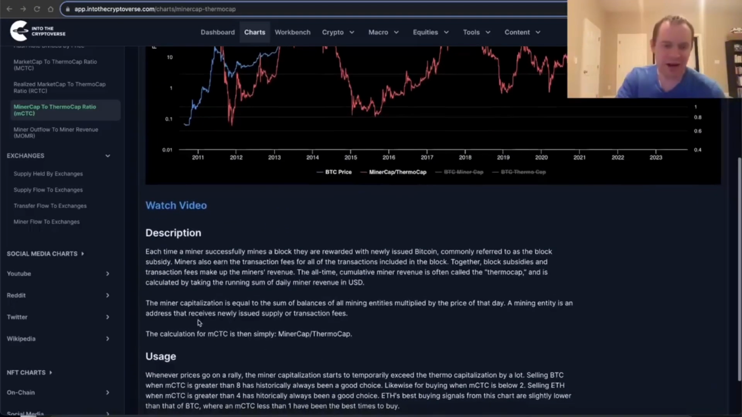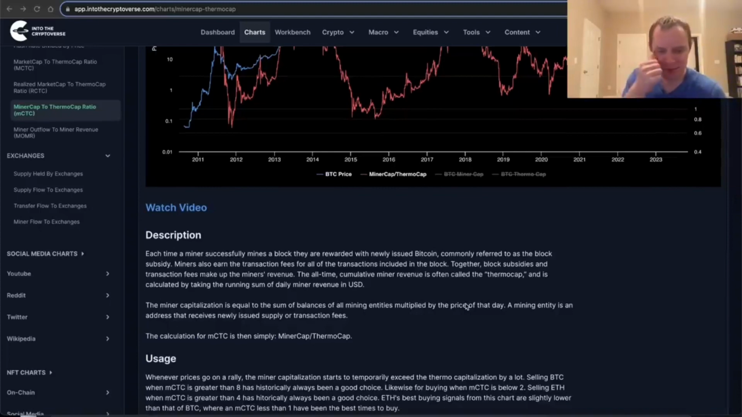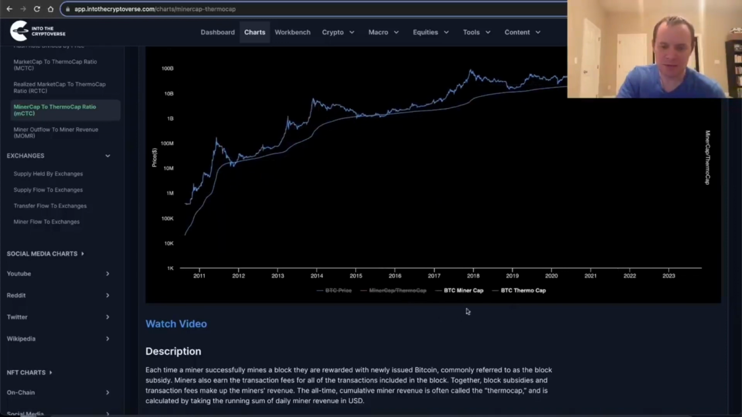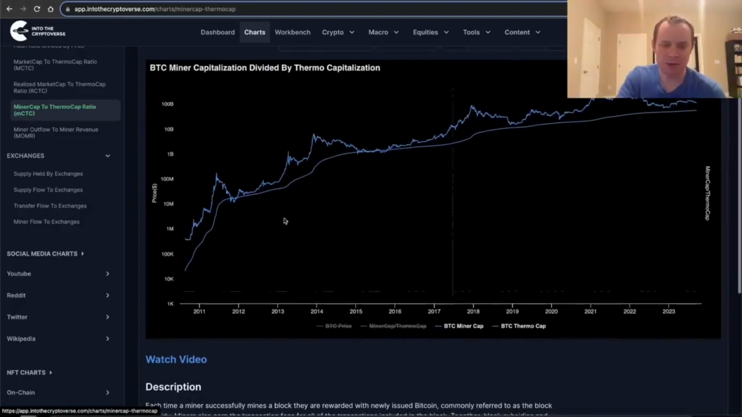The miner capitalization is equal to the sum of balances of all mining entities multiplied by the price of that day. It says a mining entity is an address that receives newly issued supply or transaction fees. So we're basically just looking at the MinerCap divided by the ThermoCap. We're looking essentially at these two things, the MinerCap and the ThermoCap. So we're looking at that ratio, okay?